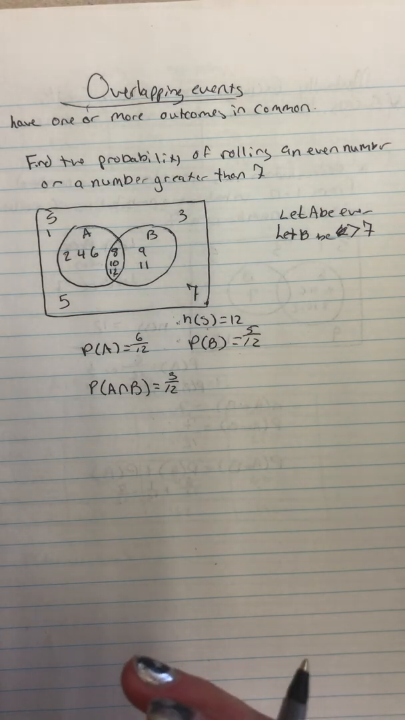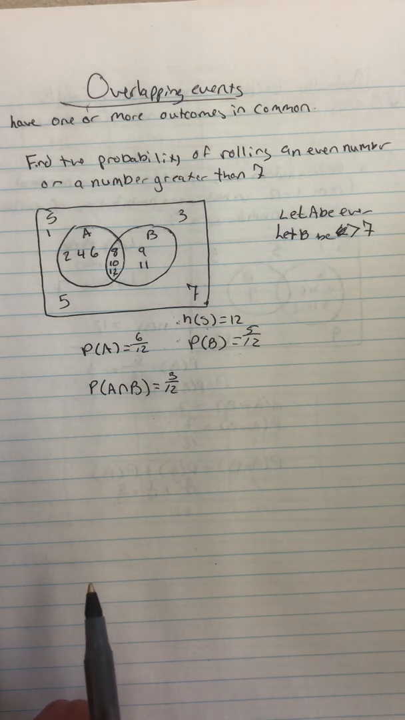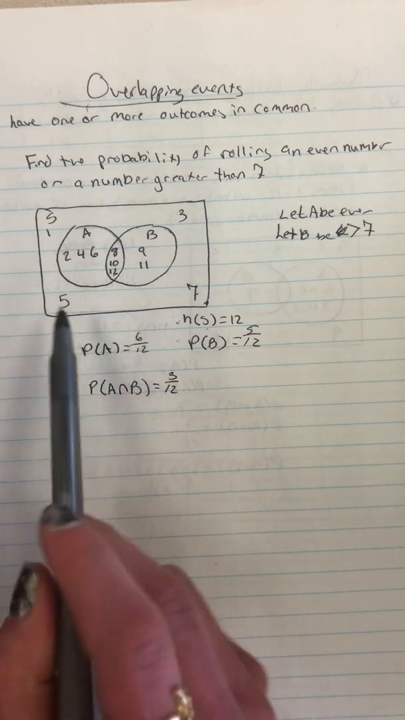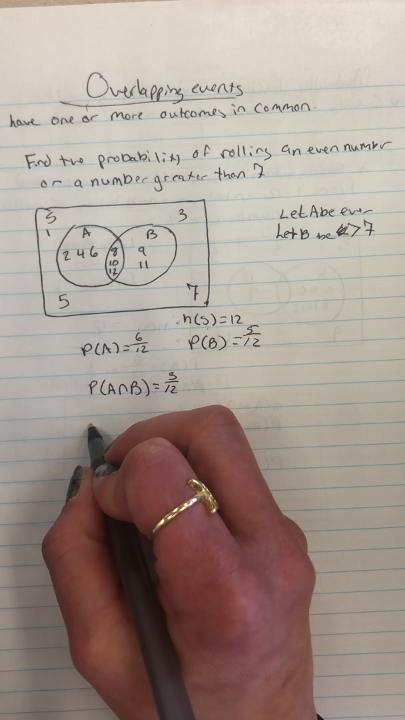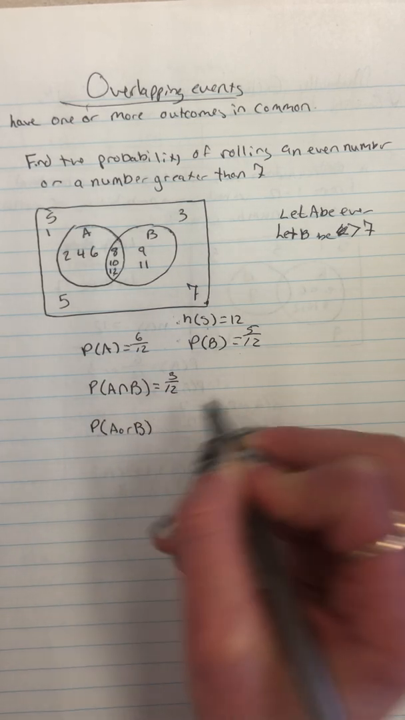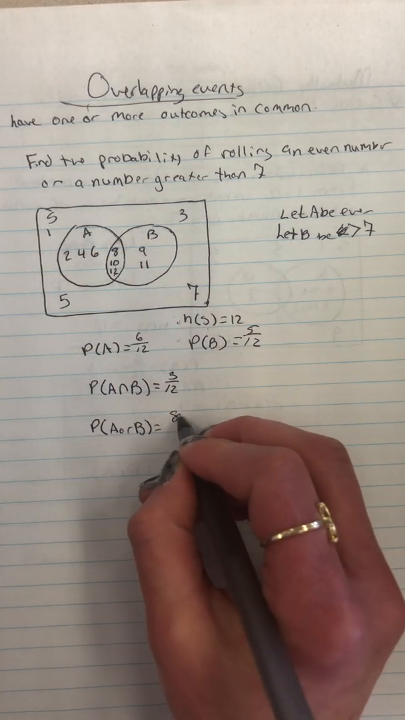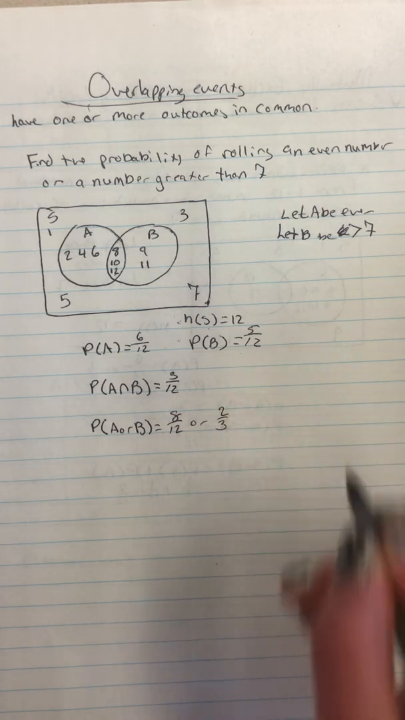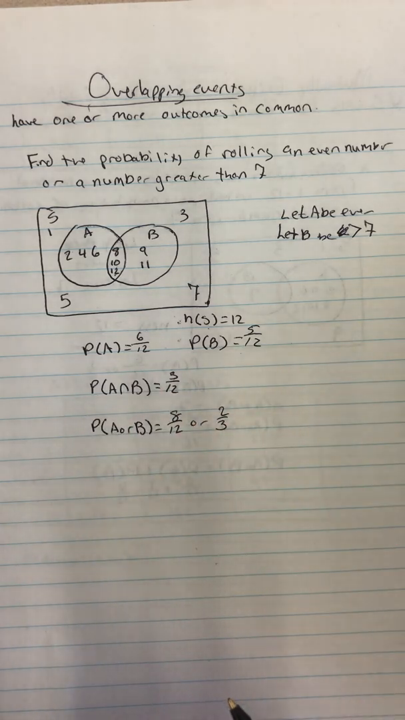So looking at this one, we're going to start here to find the probability of these overlapping events. We're going to count how many total we have. So we have 1, 2, 3, 4, 5, 6, 7, 8. Well, looking at it, the probability of A or B we know is 8 out of 12, or 2/3. Well, how do we figure this out?